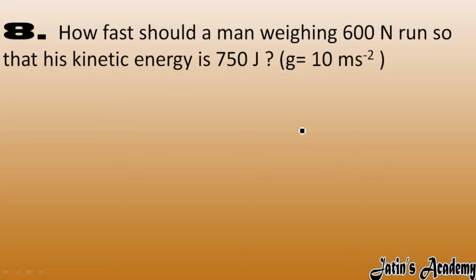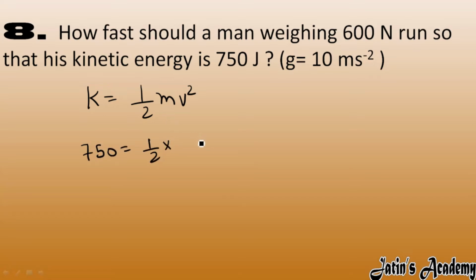Next we have, how fast should a man weighing 600 Newton run so that his kinetic energy is 750 joule. The g value is given as 10. So in this question we have to calculate the fast, which means we have to calculate velocity, and kinetic energy is given. So the kinetic energy formula we have is half mv square. Kinetic energy we have how much? 750 joule. Half is like this.